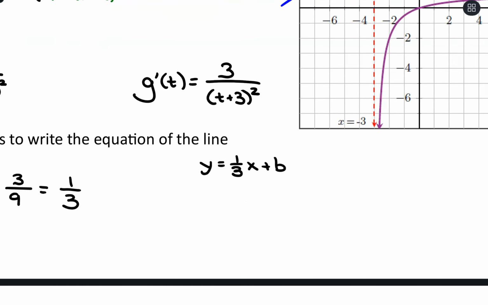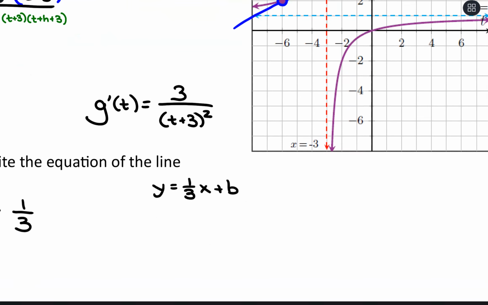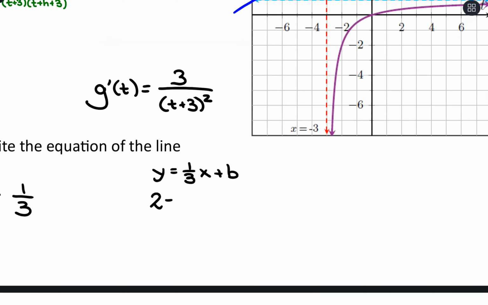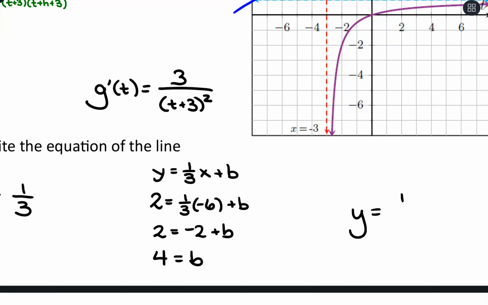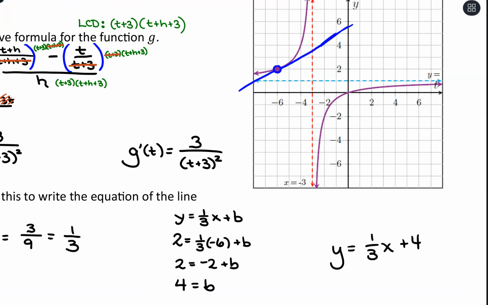And then plugging in our coordinates, so -6, 2. So output of 2, 1/3 times a -6 plus b. So 2 equals -2 plus b, so we're getting a 4 out. So y is equal to 1/3 x plus 4.